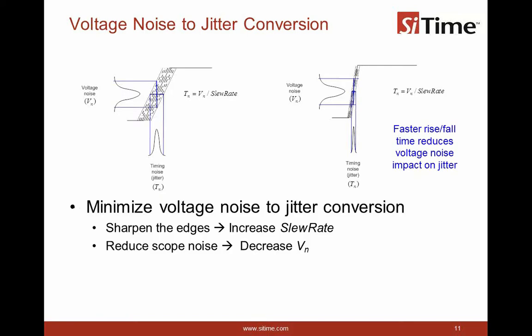Yeah. Okay. Now, to reduce the effect of scope noise, there are two things that can be done. One is to sharpen the edge, basically increase the slew rate of the signal. Also reduce the noise of the scope. Basically, the two components that are shown in the plot need to be optimized.